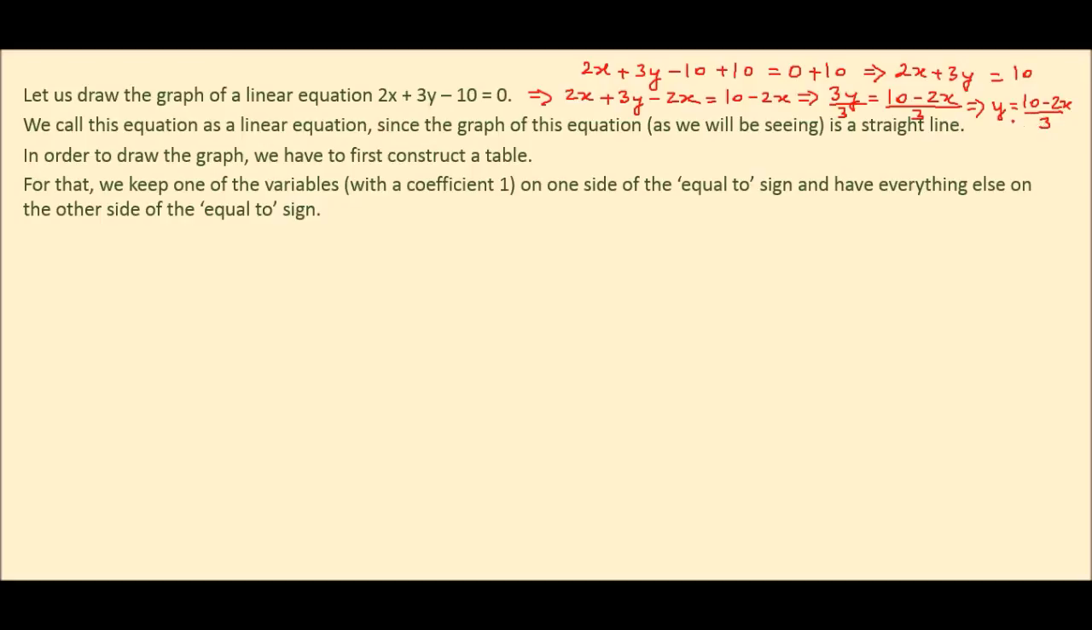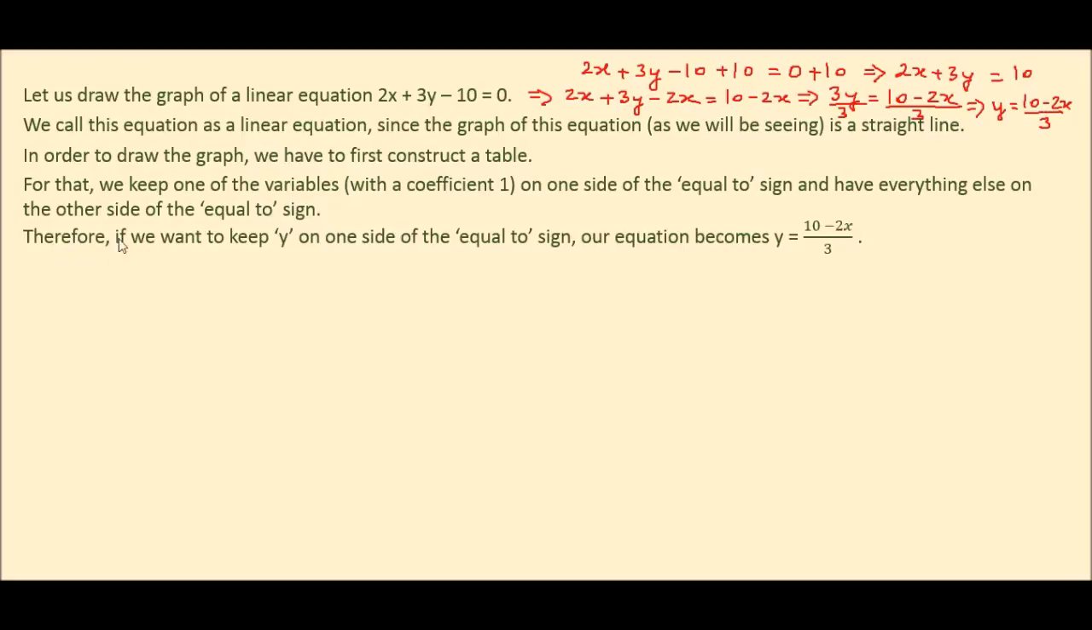This is how we separate the two variables. We keep one of the two variables on the left hand side of the equal to sign with a coefficient of 1, like in this case, where the coefficient of y is 1. And we have every other term on the right hand side of the equal to sign. Therefore, if we want to keep y on one side of the equal to sign, our equation becomes y equal to 10 minus 2x by 3.